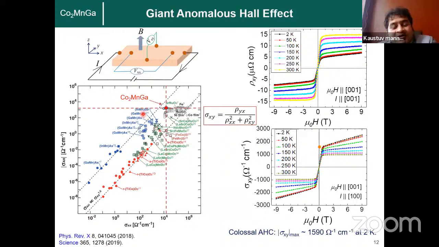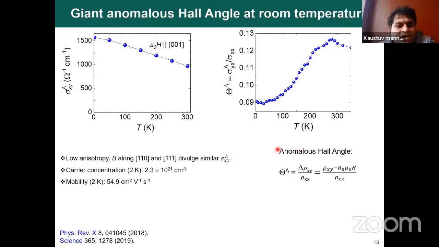And when we compare the anomalous Hall conductivity with the other compounds reported in the literature, as you see, our compound lies on the top. So this is one of the largest anomalous Hall conductivity materials ever reported in the literature. The second thing is how robust this anomalous Hall conductivity is with respect to temperature fluctuations. So we record the anomalous Hall conductivity with respect to temperature, and as you see, even up to room temperature, the value does not decrease drastically.